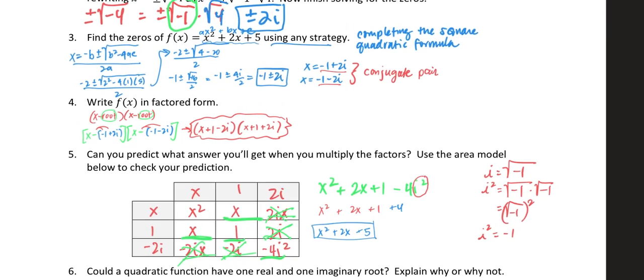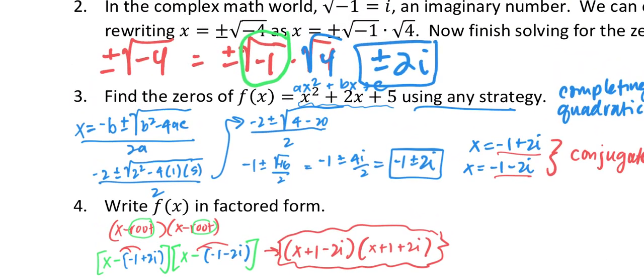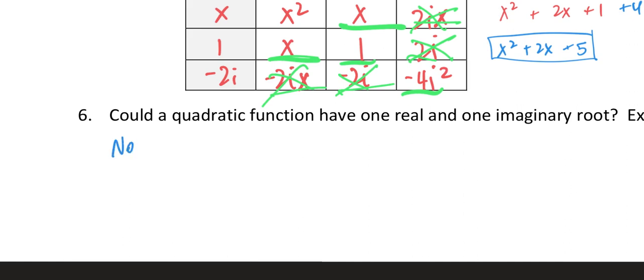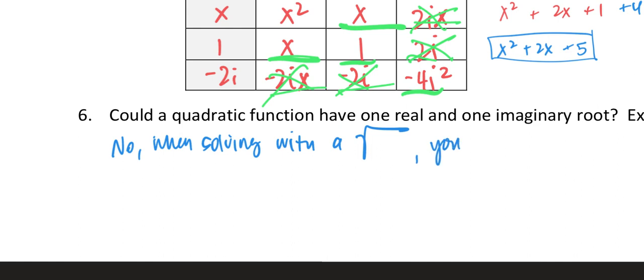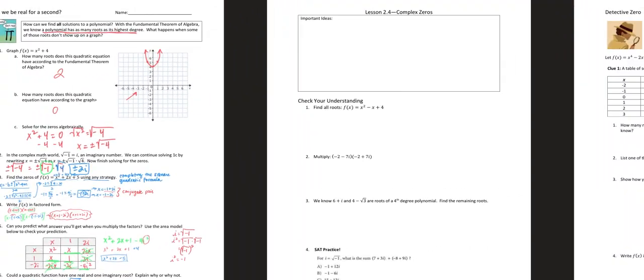So up here, when we take the square root of -16, we're going to get something like plus or minus, which means we have 2 answers, or 2 roots. So we're going to say no. When solving with a square root, you get 2 answers, plus or minus. Okay. Make sure you have these notes and then go to the next page.